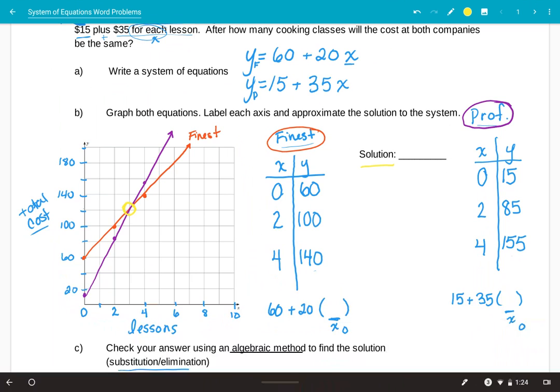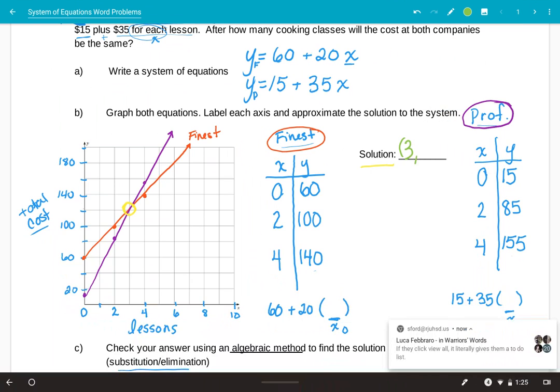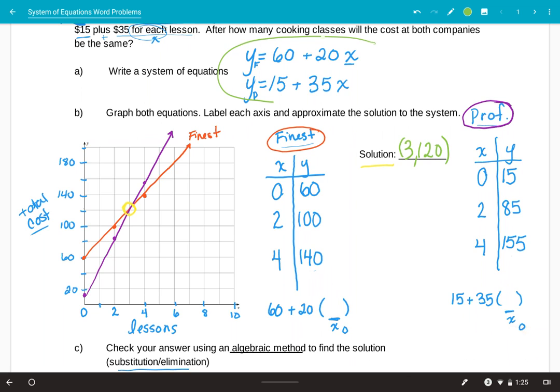Okay. So we're going to think that maybe it's about $3 and maybe $120. So let's get in a different color. So I would think that our solution would be $3 and maybe $120. That's what I would think about it. Now, to make sure, we're going to put this in and solve it using substitution or elimination.